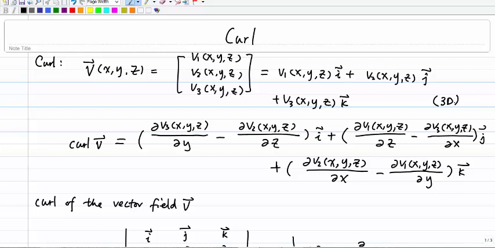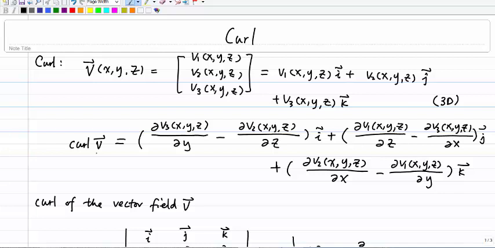So for a 3D vector field, which is given by v(x, y, z) in 3D space, for each point x, y, z, I can define a vector associated with that point, which is given by v1(x, y, z), v2(x, y, z), v3(x, y, z). So this is a vector. In other words, given x, y, z, we should be able to compute v1, v2, v3, giving three scalar values, and we can construct a vector for that particular point.